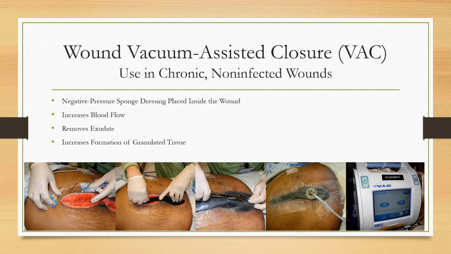That's what you want, right? We want granulation tissue. So it does a lot of the things that wound healing does, right? Removes excess fluid, perfect. Increases blood flow, very nice, and promotes formation of granulation tissue. So these vacuum assisted closure devices can be very useful in non-healing chronic wounds.